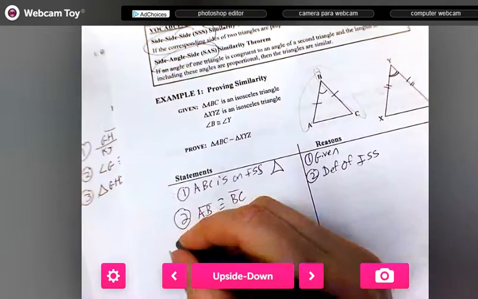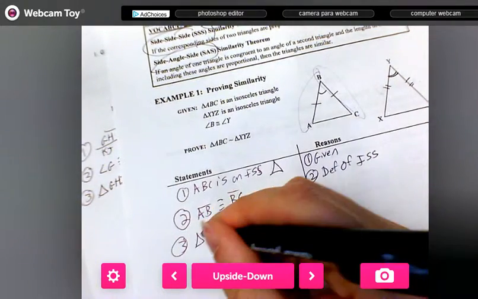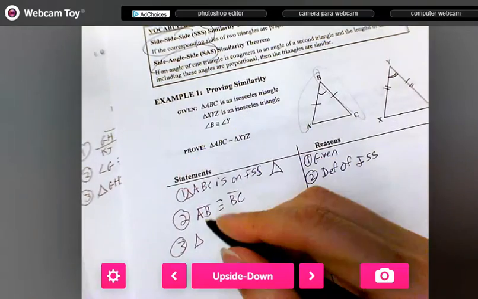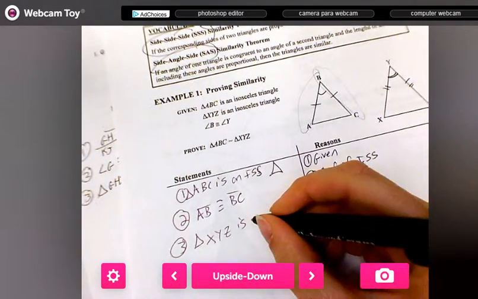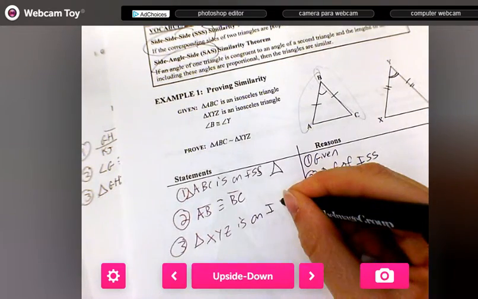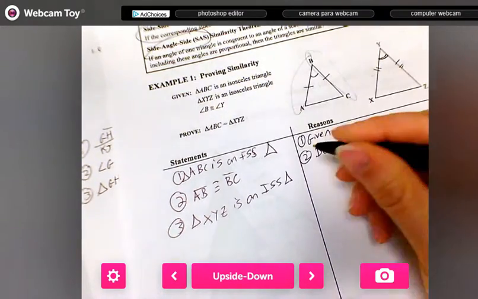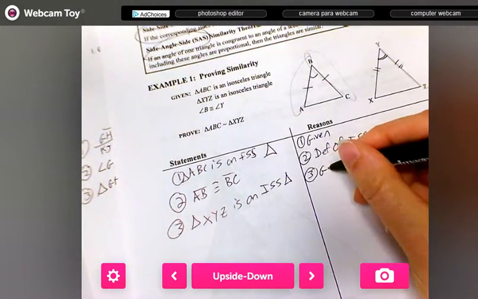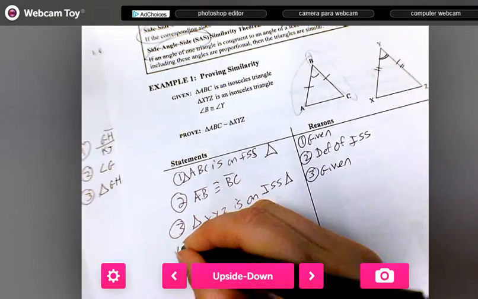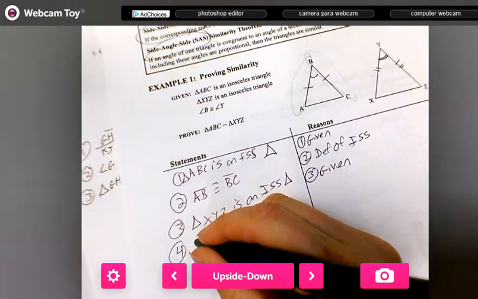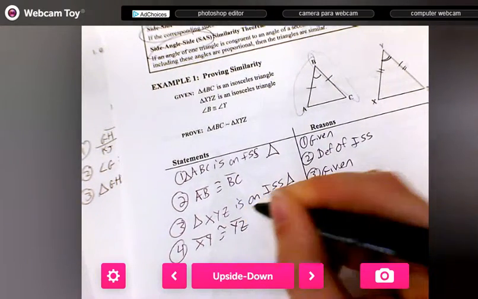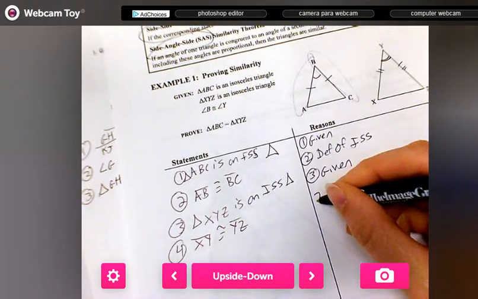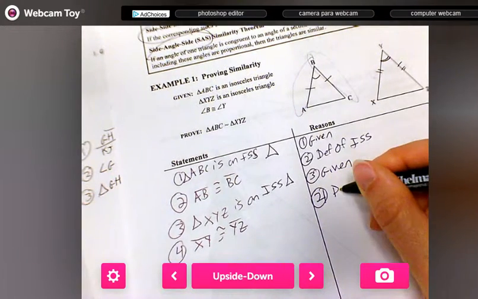Number 3, triangle, oops, this should have a triangle in front of it. Triangle XYZ is an isosceles. We should be paying attention, please. Triangle, that is given. Therefore, what that means is XY is congruent to YZ. And this is by definition of isosceles.